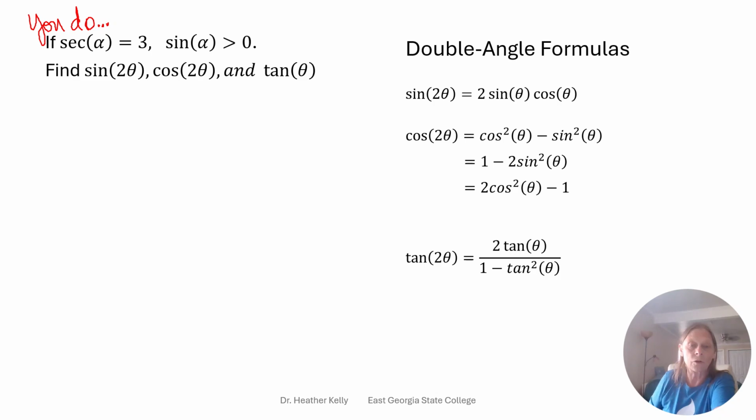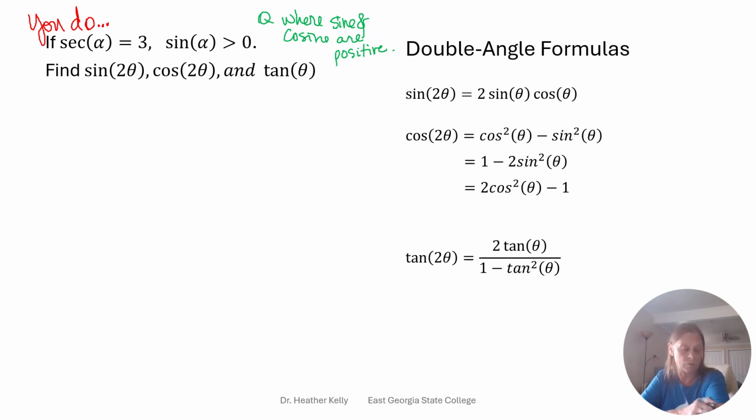You do want to start off by indicating what quadrant this is going to be in. So notice that the secant is positive and the sine is positive. So we're looking for where sine and cosine are both positive. Remember, secant is 1 over cosine. So we want the quadrant where sine and cosine are positive. I'll give you about a minute or 2 minutes.